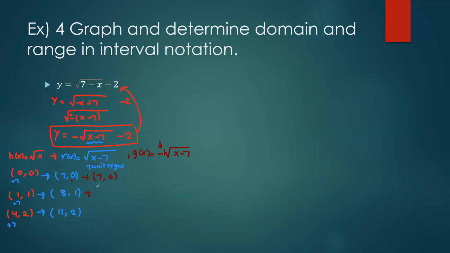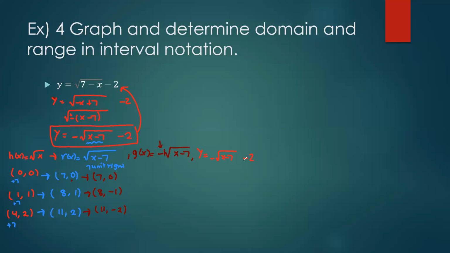8 comma 1 would be 8 comma -1. 11 comma 2 would be 11 comma -2. Okay, and then let's do the final graph. Let's use red. Y equals minus square root of x minus 7, minus 2.